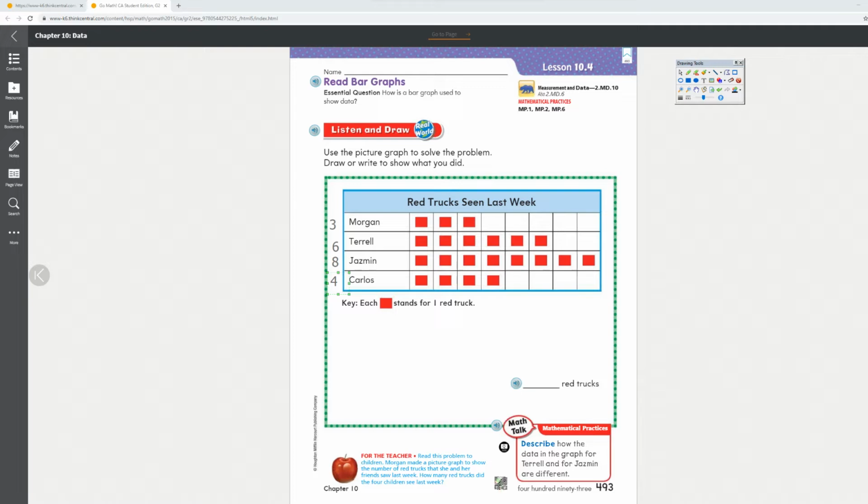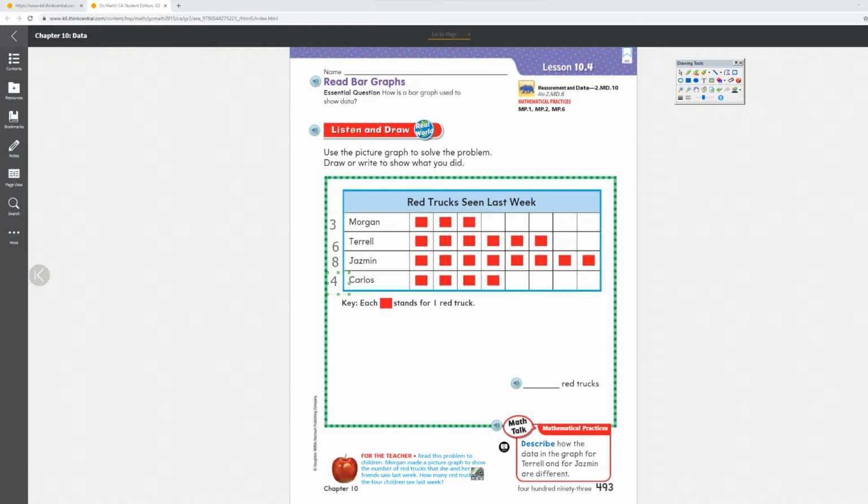So let's answer this question now. Morgan made a picture graph to show the number of red trucks that she and her friends saw last week. How many red trucks did the 4 children see last week? The very last sentence in this paragraph is the actual question that we need to answer. The rest of it is telling us about the survey. So we know that Morgan is the student that made this picture graph, this survey. She asked her friends how many red trucks they saw, and this is the information she got.